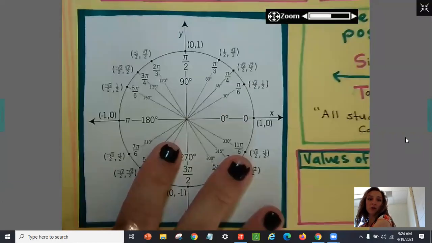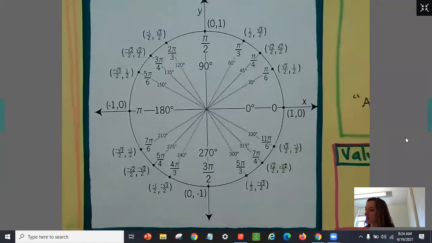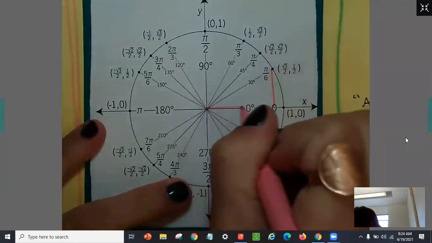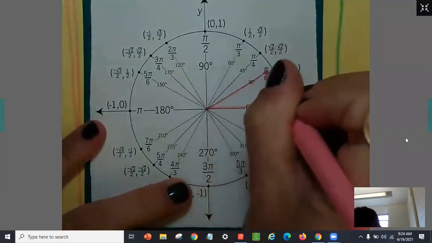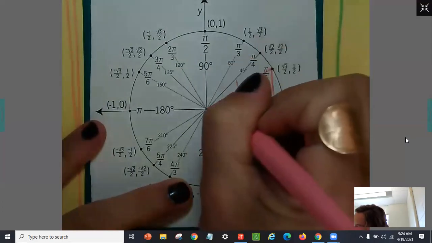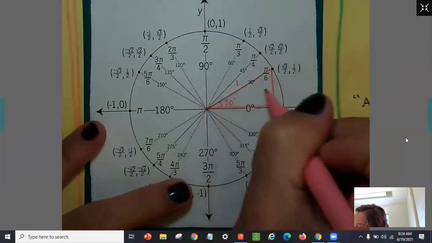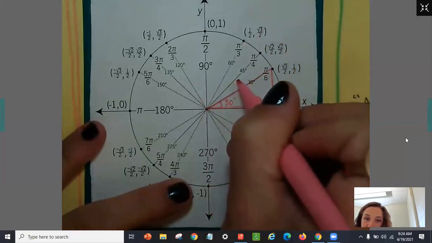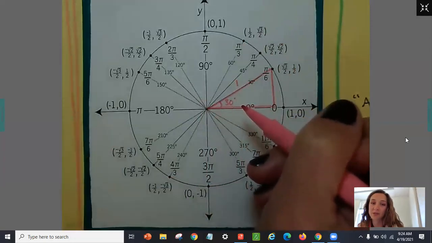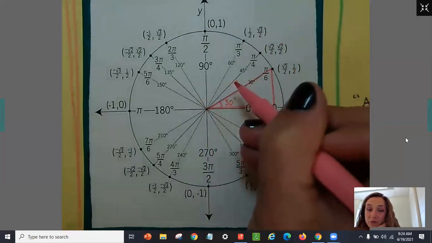The unit circle is just a circle with a radius of 1, and what we can do is create a right triangle right here on our unit circle. Since there is a radius of 1, this angle over here is 30 degrees. This value, the opposite over hypotenuse, is going to be your sine value, because remember SOHCAHTOA: sine is opposite over hypotenuse.